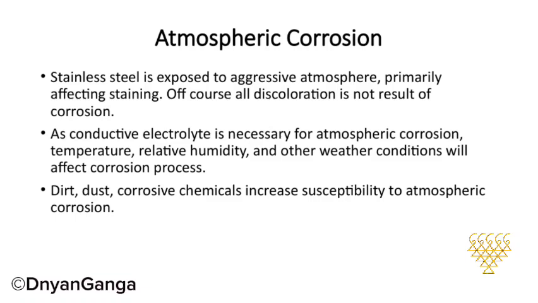corrosion process unfolds. Additionally, dirt, dust, and even corrosive chemicals in the environment can increase the material's susceptibility to atmospheric corrosion. These elements can break down the protective surface layers or create more aggressive conditions, speeding up deterioration. Understanding atmospheric corrosion is crucial because it highlights how external environmental factors impact the durability and appearance of stainless steel in real-world conditions. By controlling or minimizing these environmental influences, we can better protect stainless steel and extend its lifespan.